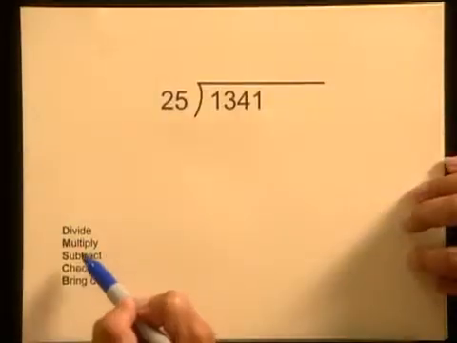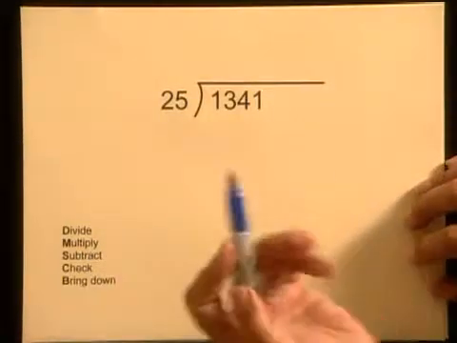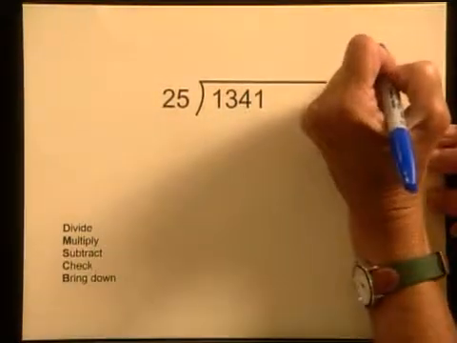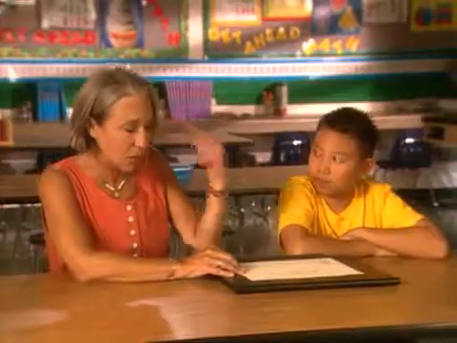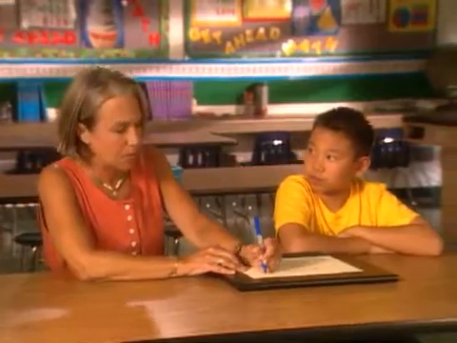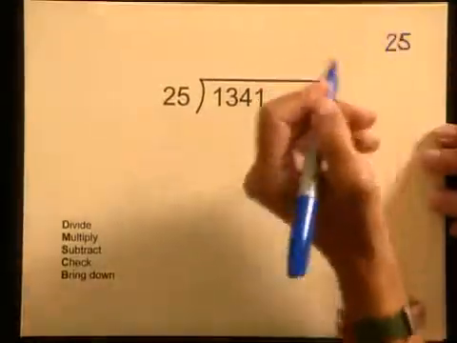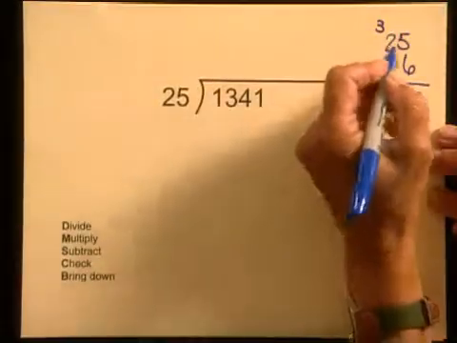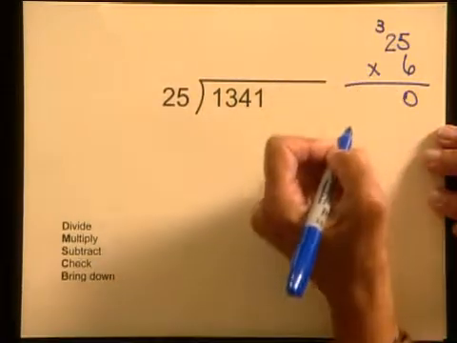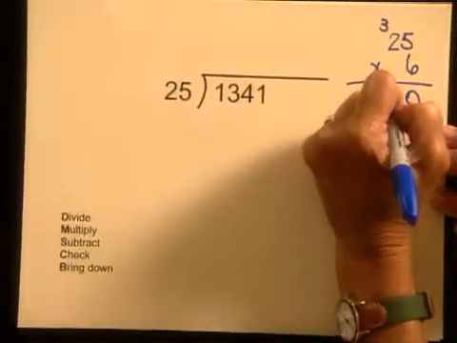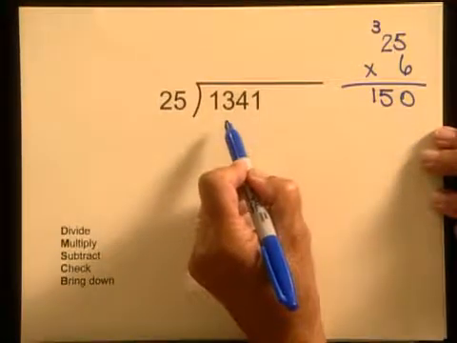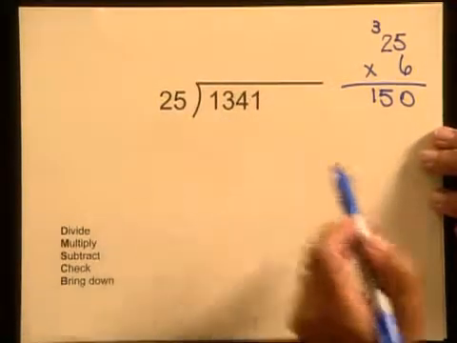All right. We're now moving down to our multiply step in long division. We're going to multiply 6 times 25. I like to multiply right over here on the side instead of doing it in my head because I'm less apt to make mistakes. So let's try that. 25 times 6. 5 times 6 is? 30. Put down my 0, carry my 3. 2 times 6 is? 12. Plus the 3 I carried? 15. That makes 150. Uh-oh. Too big. Bigger than 134.